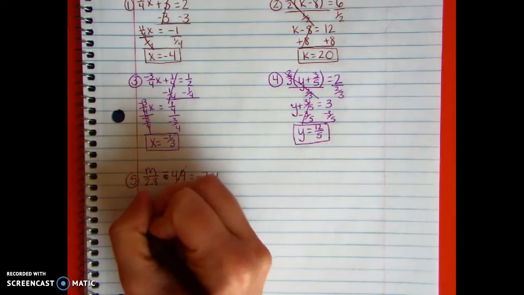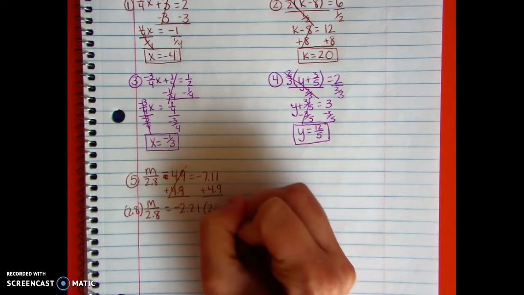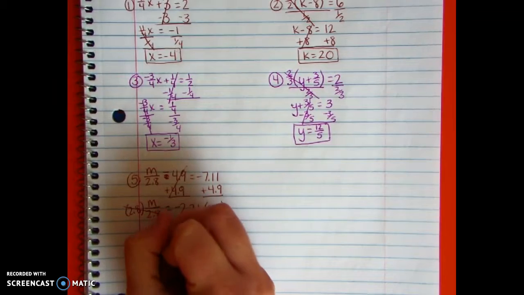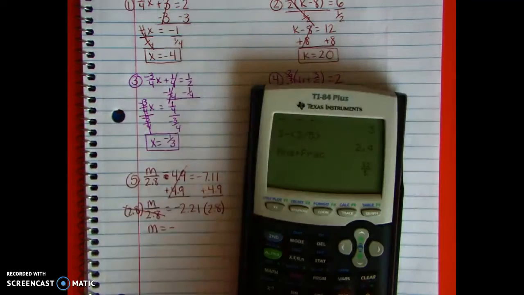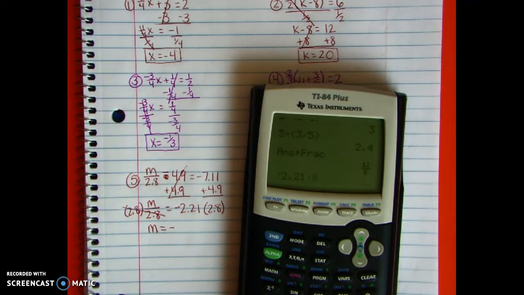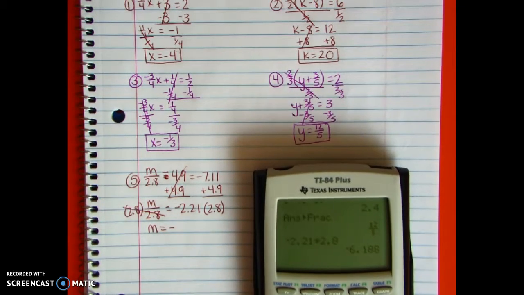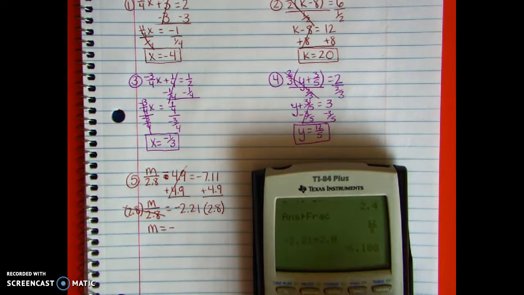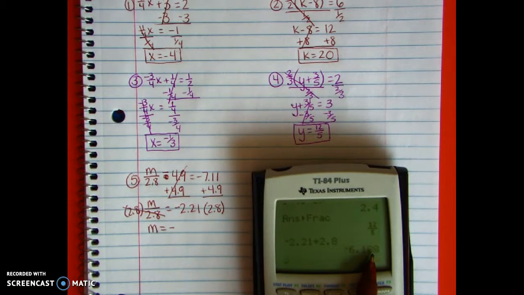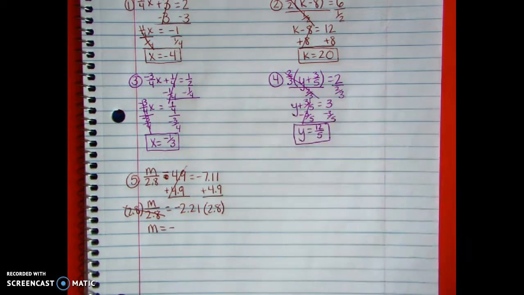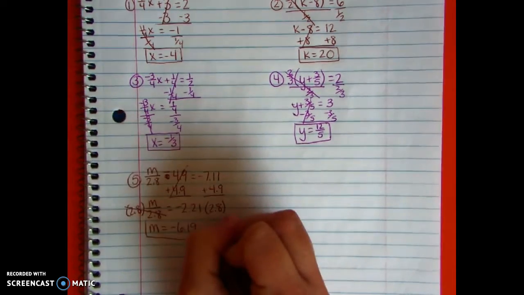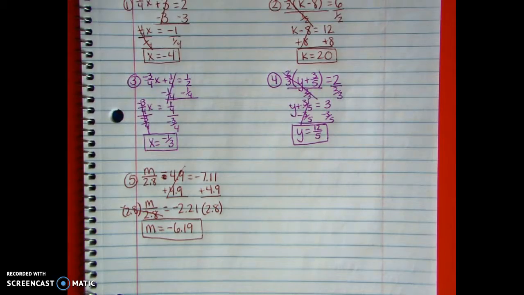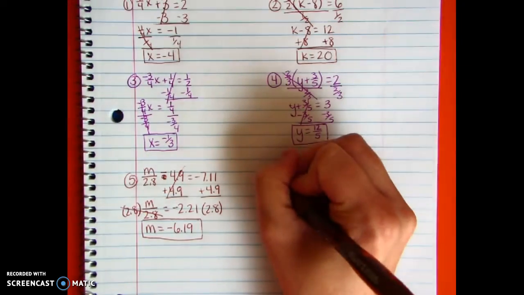And now multiply both sides by 2.8. And the answer is negative, let's see, actually, negative 2.21 times 2.8. And for today's notes and assignment, round to 2 decimal places, or the hundredths place. So that means that that 8 rounds the next 8 up. So that's negative 6.19. Okay, let's do one more, and you'll have a couple to do on your own.